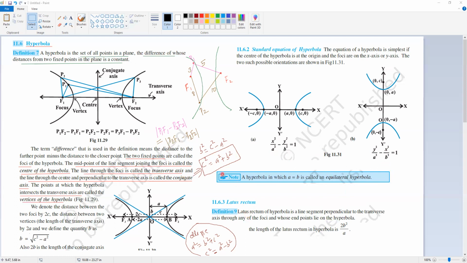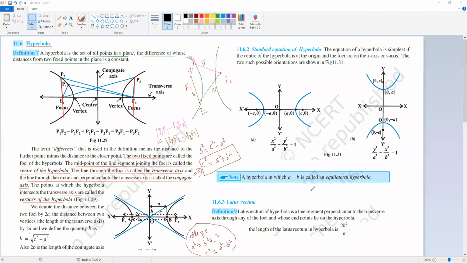Same, now the next concept, latus rectum. Latus rectum is the same thing: a chord passing through the focus, perpendicular to the transverse axis, and having endpoints on the hyperbola. Here you can see, I will draw with the red line, this one passing through the focus. That is known as the latus rectum, same as in the case of an ellipse. But the formula for the length of the latus rectum of a hyperbola is 2b square by a.